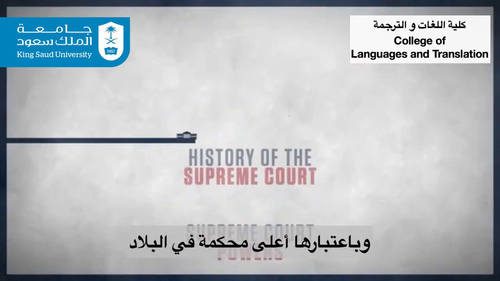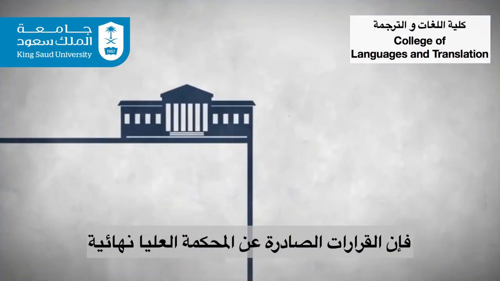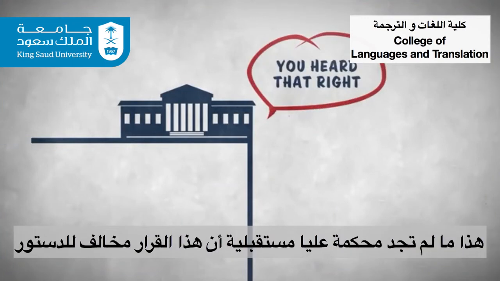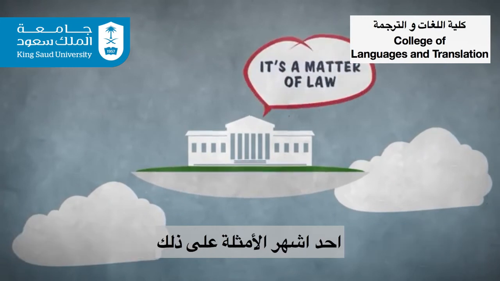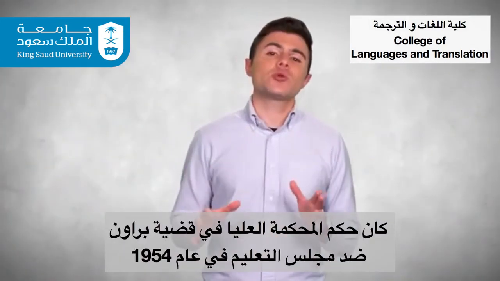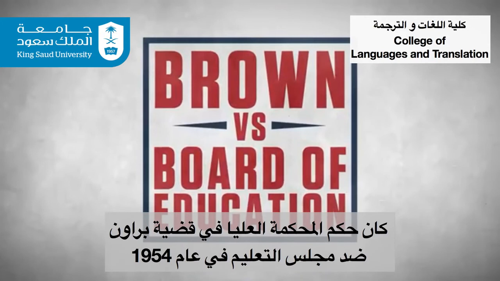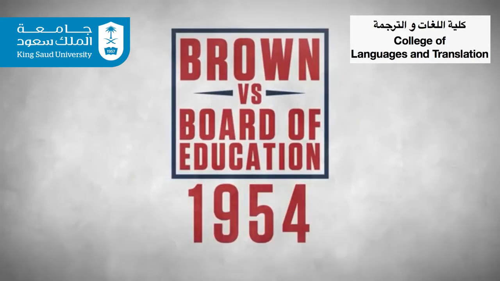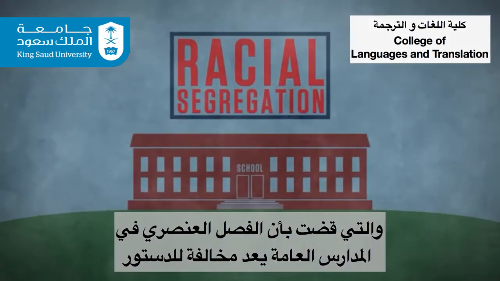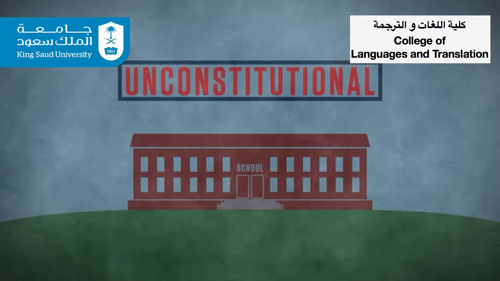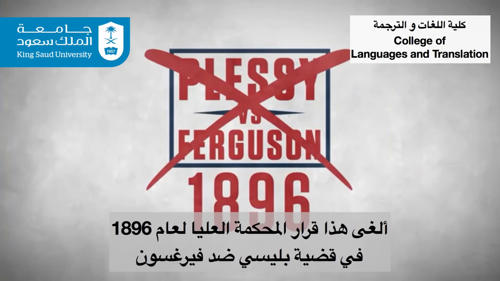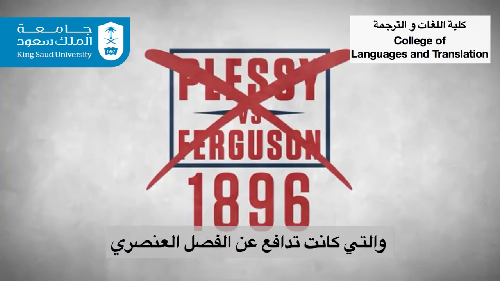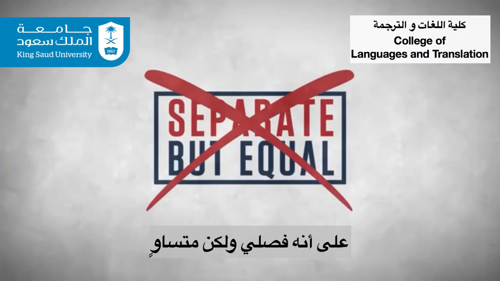And as the highest court in the country, decisions made by the Supreme Court are final. That is, unless a future Supreme Court finds that decision unconstitutional. One well-known example of this was the Supreme Court's ruling in the case of Brown versus Board of Education in 1954, which ruled racial segregation in public schools unconstitutional. This overruled the Supreme Court's 1896 decision in Plessy versus Ferguson, which had legally protected segregation as separate but equal.